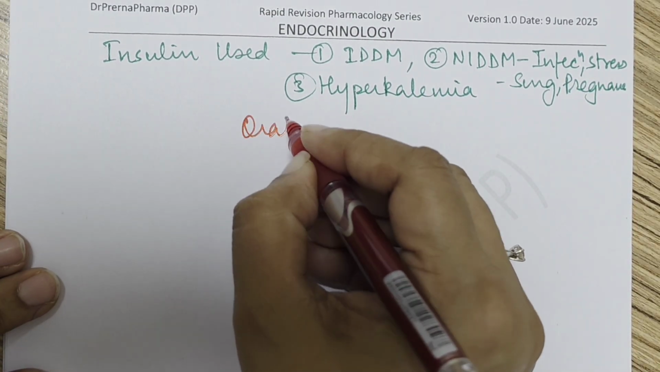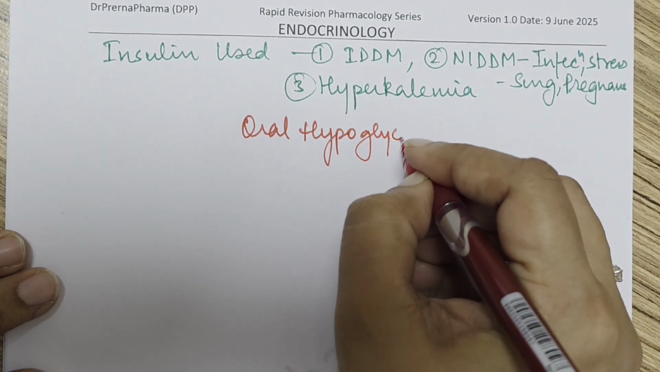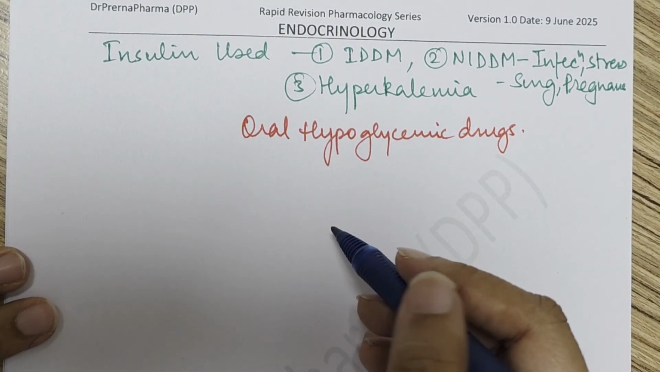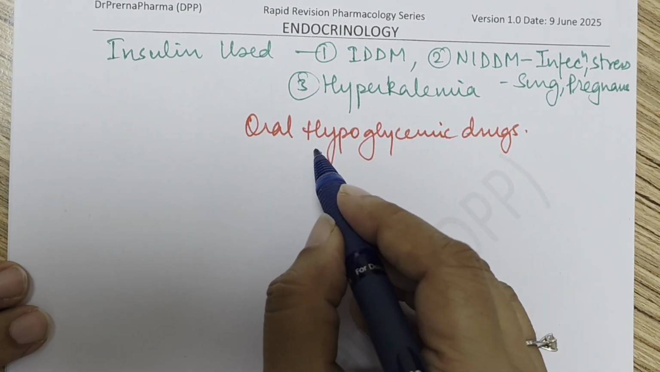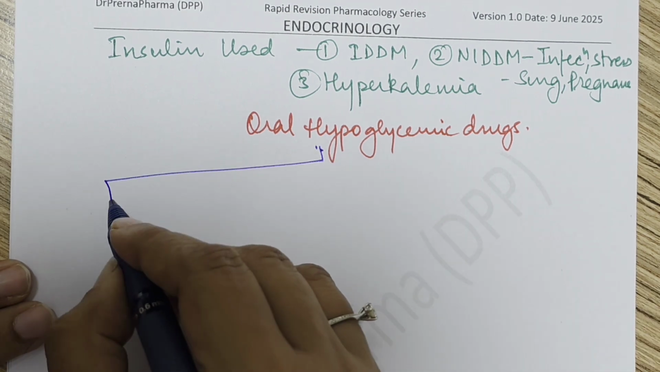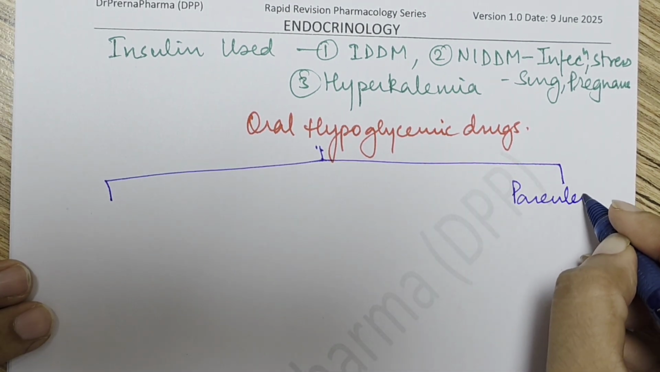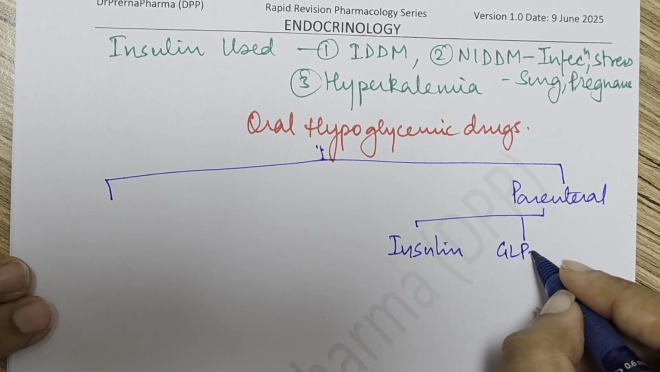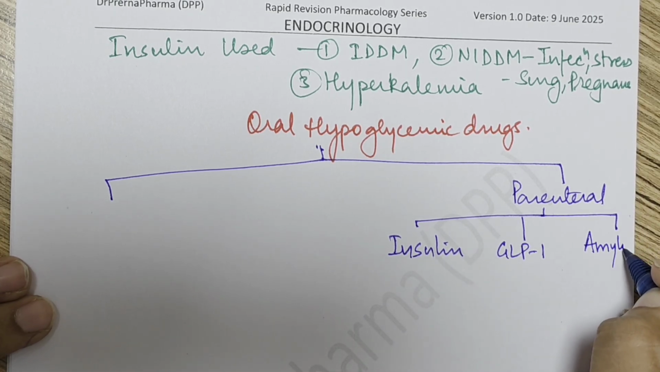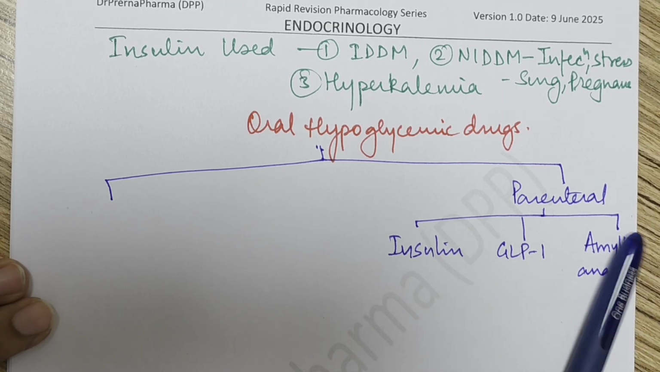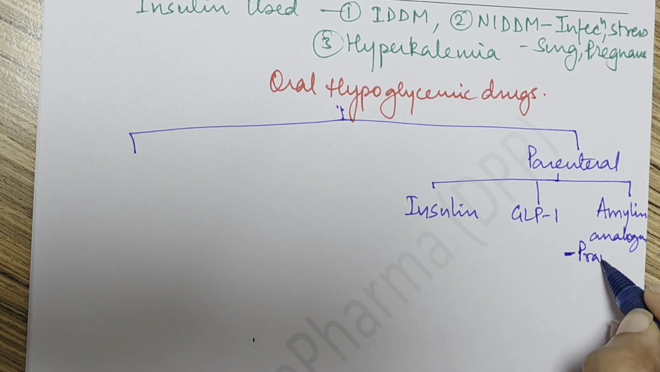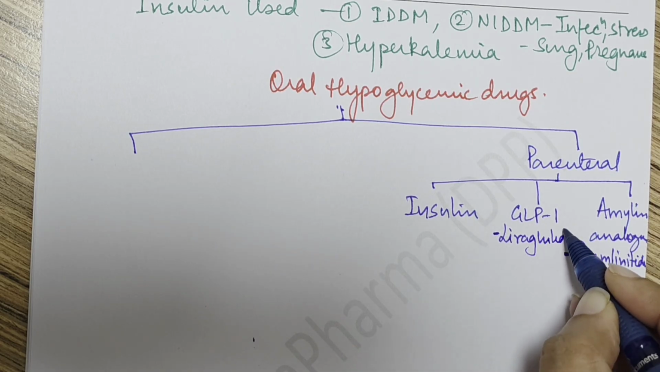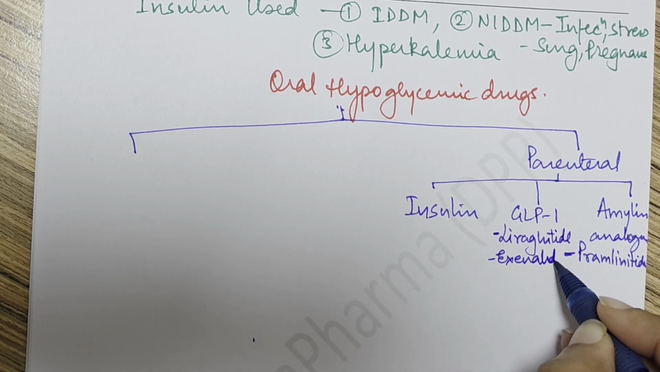Now let's come to the oral hypoglycemic drugs. There are 2 points also, but we'll take them later. Now here we are talking about parenteral. So in parenteral, this is the whole classification. First comes insulin, second GLP-1 and third amylin analogs. So in amylin analogs we have the drug which is called pramlintide. In GLP-1 we have liraglutide and exenatide, right?